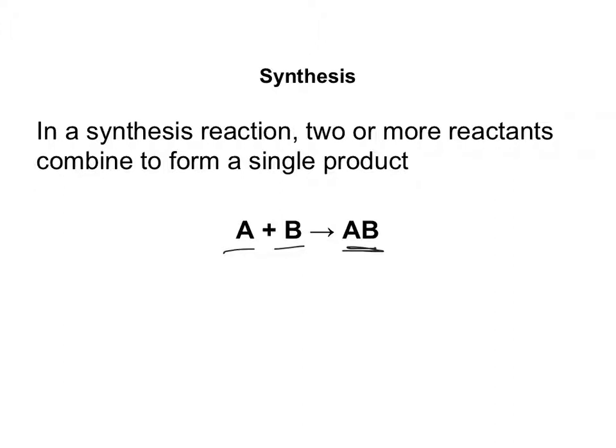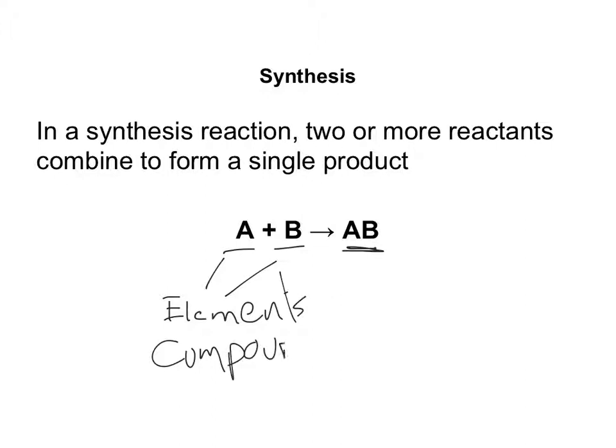Now, A and B could both be elements, or they could be compounds, or any combination of those two things. So A might be an element and B might be a compound, or vice versa, or they both might be elements, or they both might be compounds. That's not really the key. The key to identifying a synthesis reaction is that there is only a single product. Okay, that's the key.